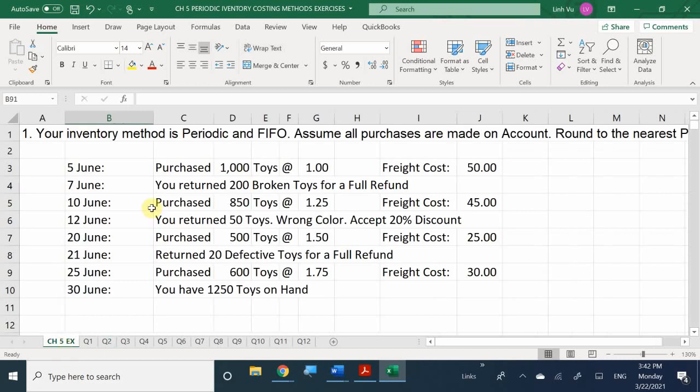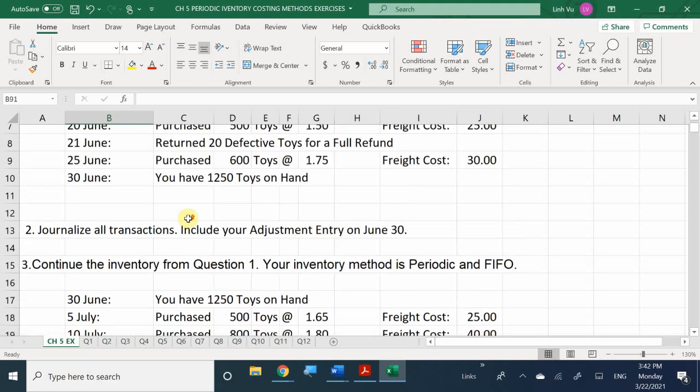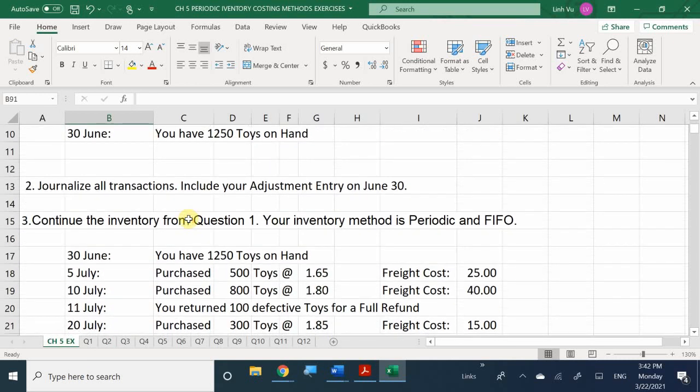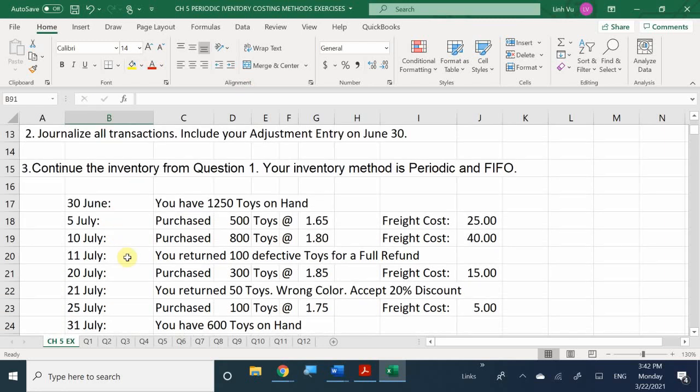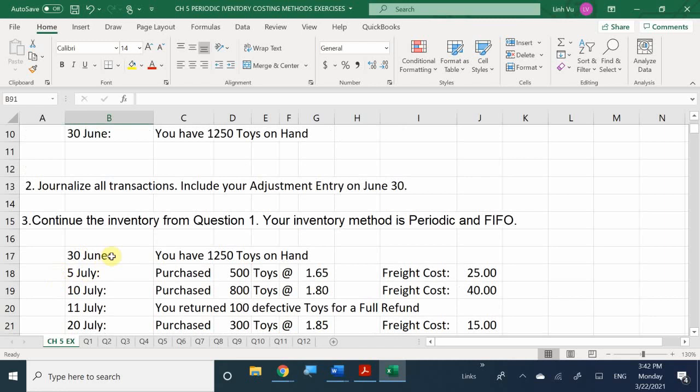Okay, so let's go see what happens next. So question number 3 says that we're going to continue the inventory from question number 1. Okay, and your inventory method is still periodic and it is still FIFO. However, we have beginning inventory, right? On June 30th, you should have a total of 1250 units on hand or toys on hand.